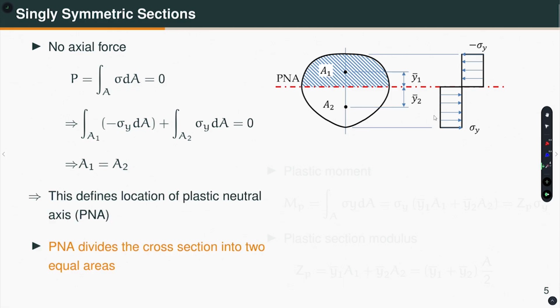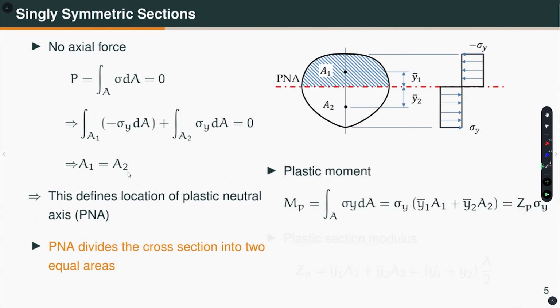So, this tells us that the plastic neutral axis divides the cross section into two equal parts. As you can see, A1 is equal to A2, and with this definition we can locate the plastic neutral axis. Now, we can calculate the plastic moment capacity.